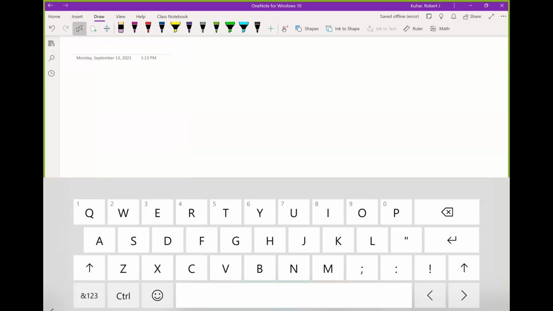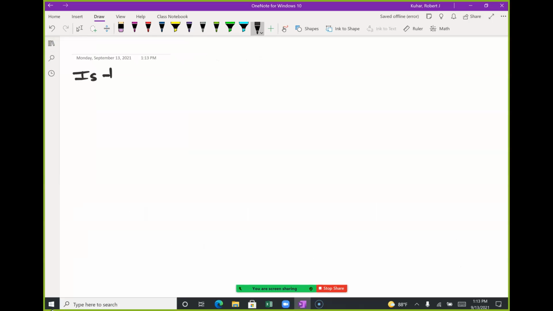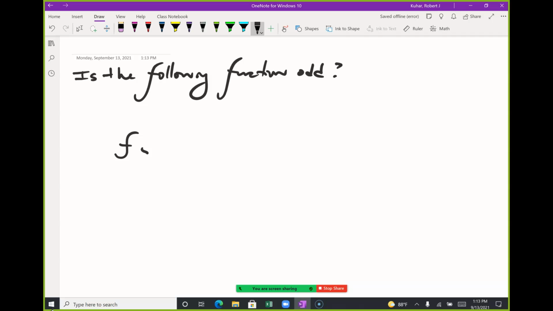Okay, so is the following function odd is my question. And I'm going to do f of x equals x over x squared minus 1. So is the following function odd? What's the first thing I'd like you to do? If I give you a function, what's the first thing I'd like you to do? Put it in the calculator? Thank you. Graph it, exactly.